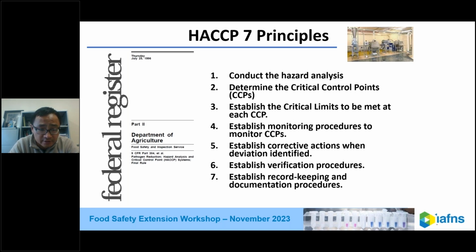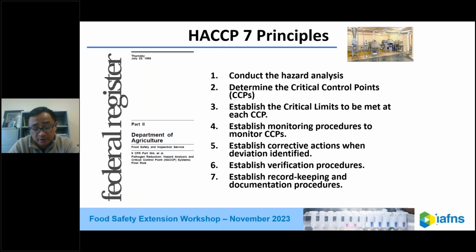Therefore, a couple of years later, I believe in 1996, the Federal Register published this 300-page documentation which talks about HACCP. Therefore, it comes out with, as everybody knows, the 7 principles of HACCP, including conduct a hazard analysis, determine critical control points, establish critical limits, establish monitoring procedures, establish corrective actions, verification procedures, and finally, very important, the record keeping and documentation procedures.